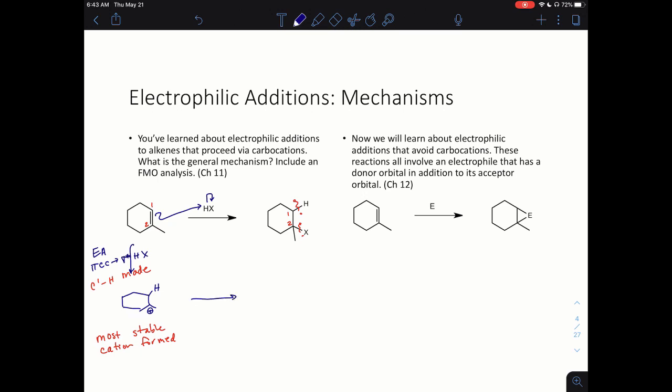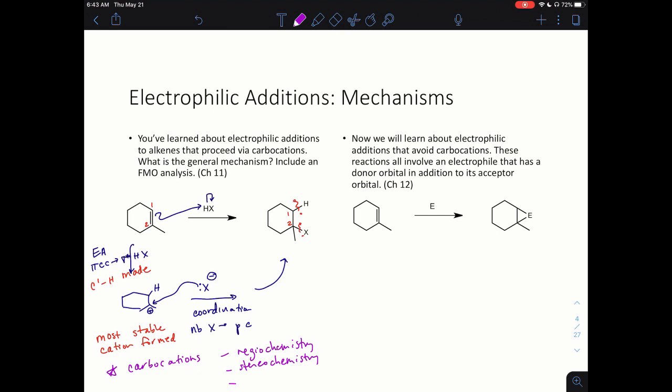So let's show that next step. So then the next step is coordination to the top or the bottom face of that empty p orbital. And that generates the product. But again, we want to keep in mind there are carbocations, and they determine really everything here. They affect which carbons react, the regiochemistry. They affect the stereochemistry, though not really in this example. And they affect whether or not there's rearrangement. There can be skeletal rearrangements.